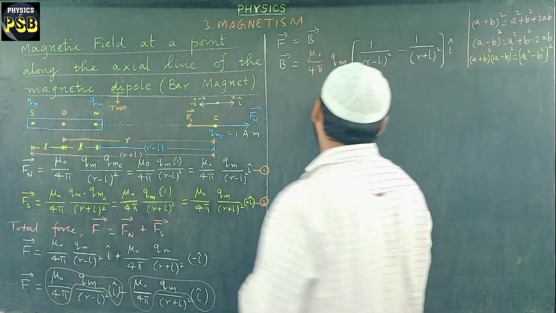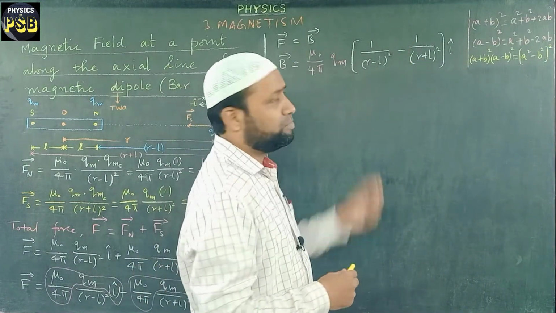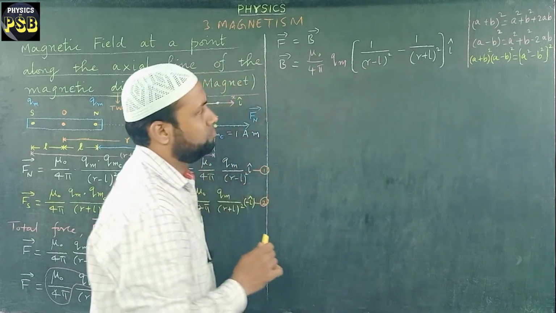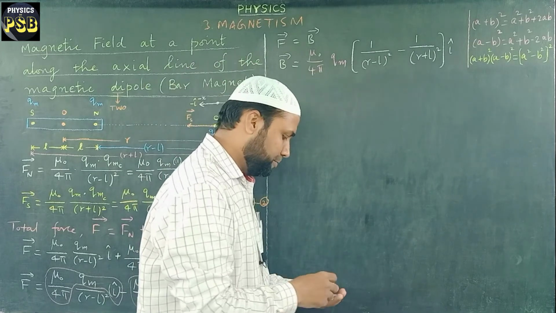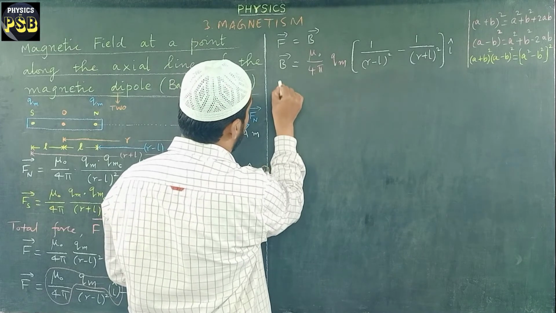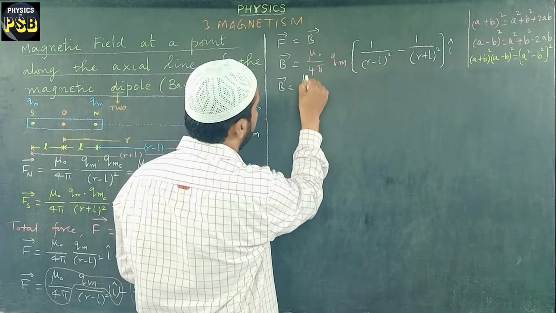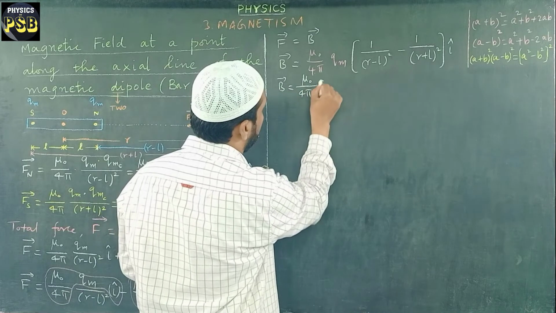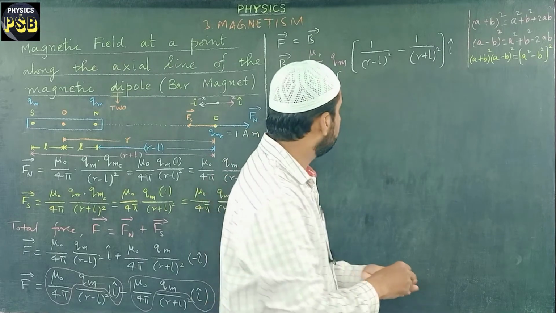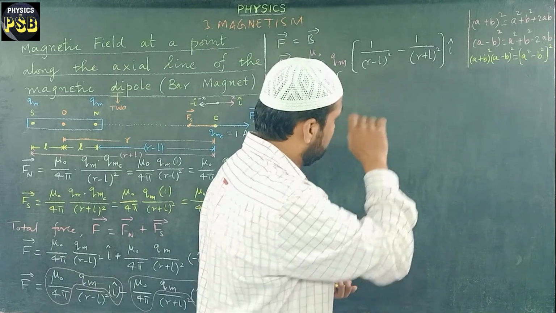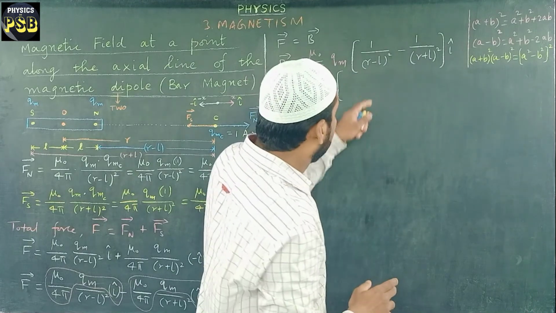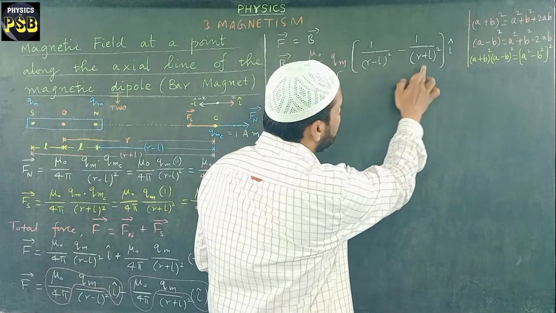Now let me show you how to subtract this part. To subtract this part, I have to take an LCM. Remember this carefully, how I do it. I take it as such. B vector is equal to mu naught upon 4 pi Qm. Then remember this. Now if you look at this part of the equation, you will find that the denominators are different.